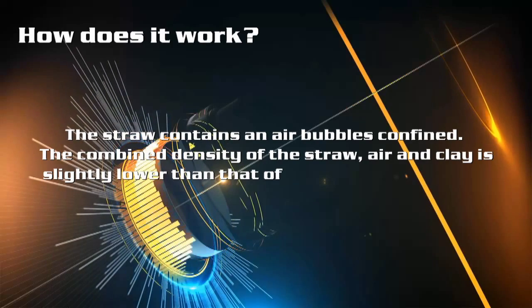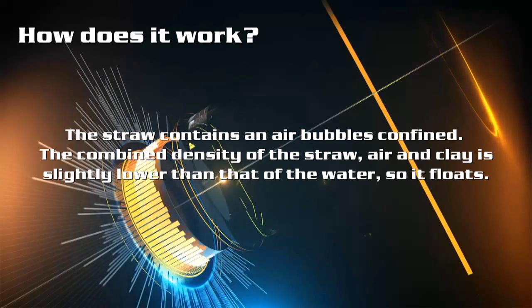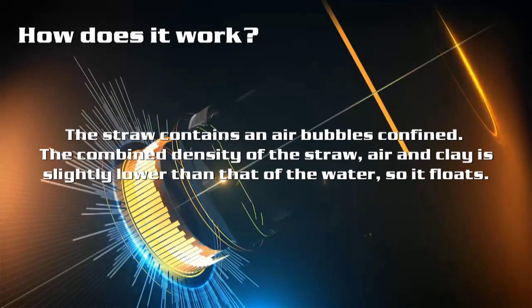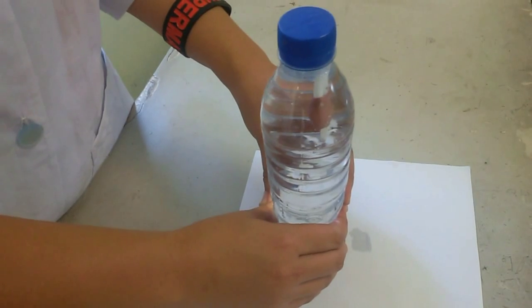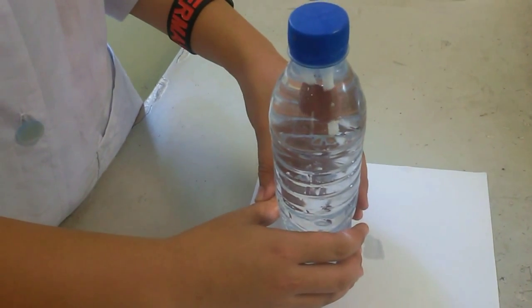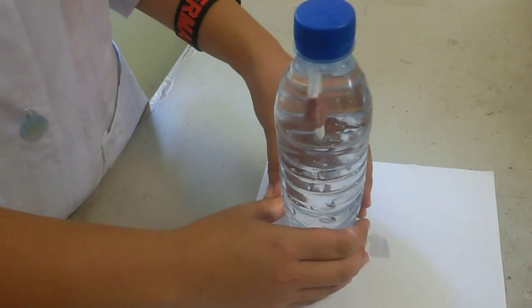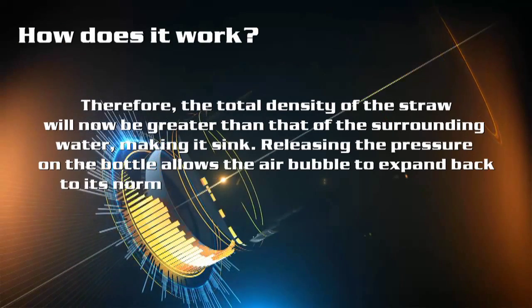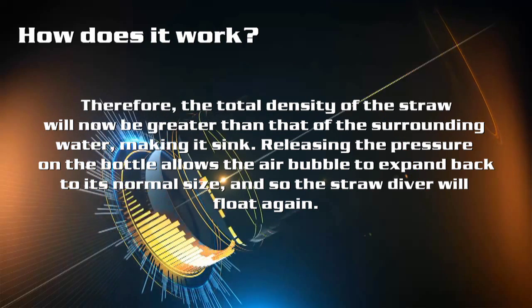How does it work? The straw contains a confined air bubble. The combined density of the straw, air and clay is slightly lower than that of the water, so it floats. When you squeeze the sides of the bottle, you increase the pressure pushing on the air bubble, making it compress into a smaller space. This decrease in volume causes the air bubble to increase in density. Therefore, the total density of the straw will now be greater than that of the surrounding water, making it sink.